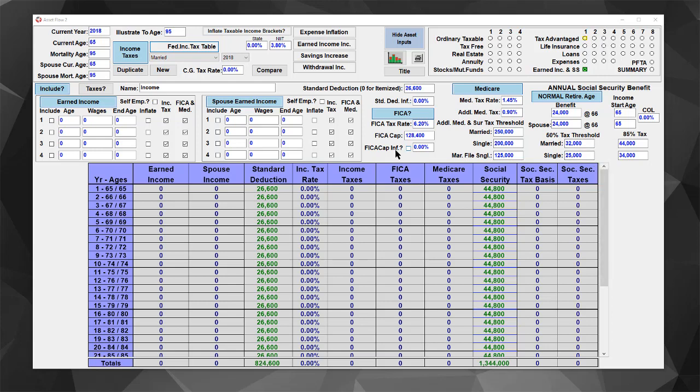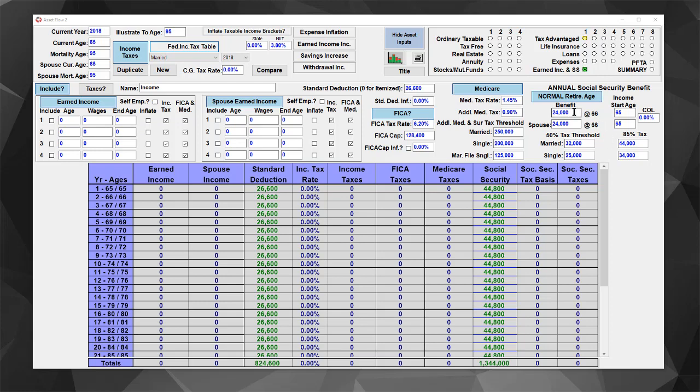So what I did here was put in this year 2018's standard deduction. And the way that this works is it pulls income in. We can put in earned income if we wanted to. We can put in different phases there. But I really just want to show the Social Security piece here and how that works.